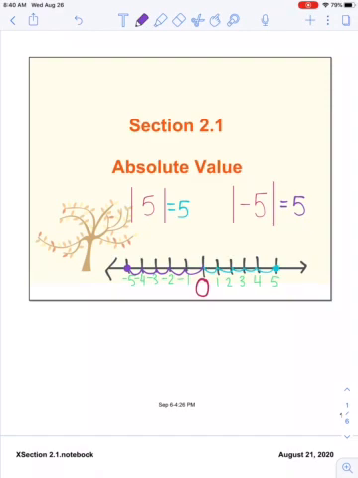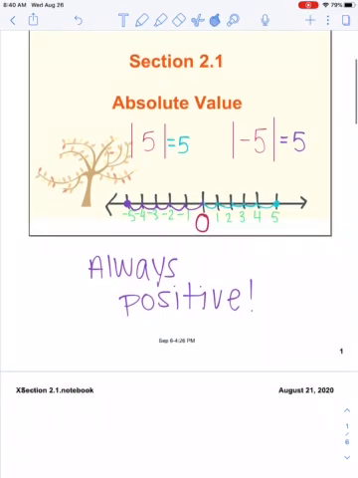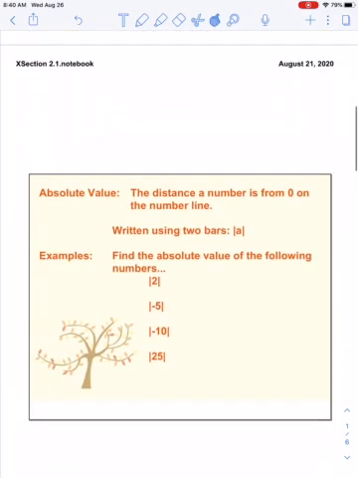Absolute value is always going to be positive, always positive. Because it's distance. Distance is always going to be positive. You either move or you don't. Okay? The direction doesn't matter with absolute value. We just want to know how far you moved. So absolute value is always going to be positive.